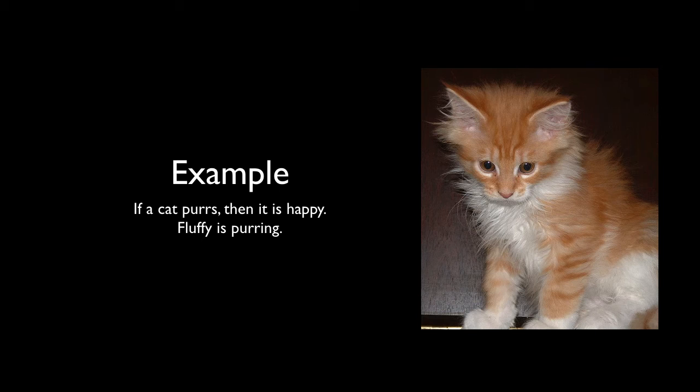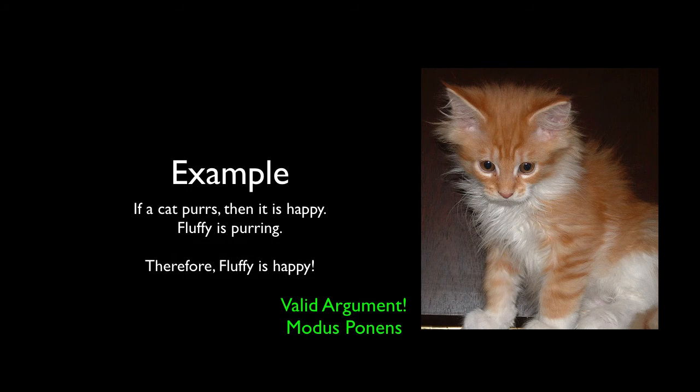We then learn that Fluffy is purring. The conclusion, based on modus ponens, or based on the law of detachment, is that therefore Fluffy is happy. That is a valid argument based on modus ponens. Right? We're concluding that the conclusion is true based on a true hypothesis.